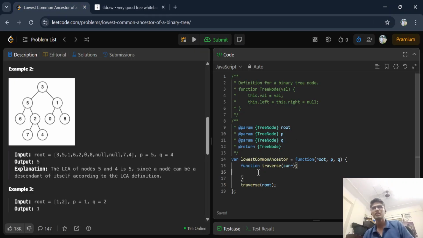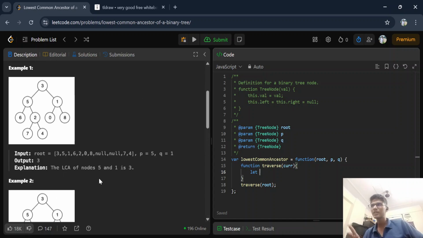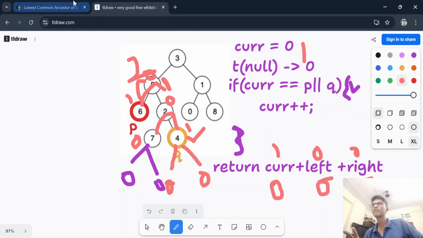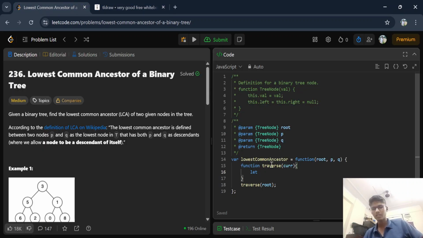I'll update my lowest common ancestor. So that was my approach. I have explained it a lot to you. It's not that tough, but understanding this concept of making left and right and current, that is a tricky concept. Writing code is not that tough for this question. So okay, let's write it.